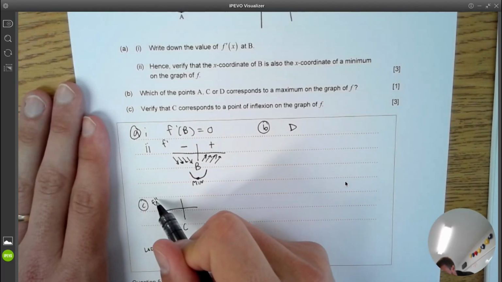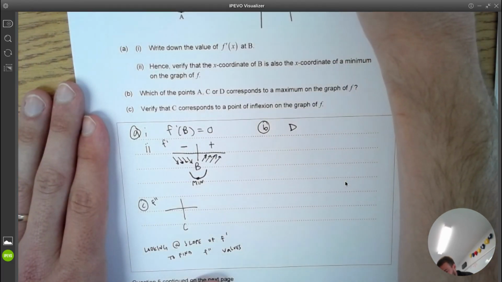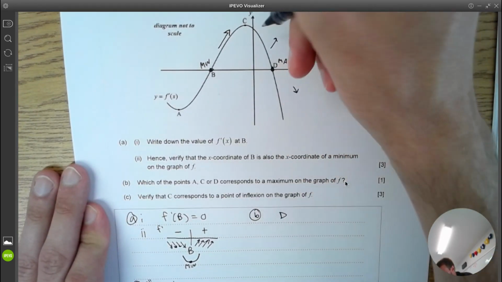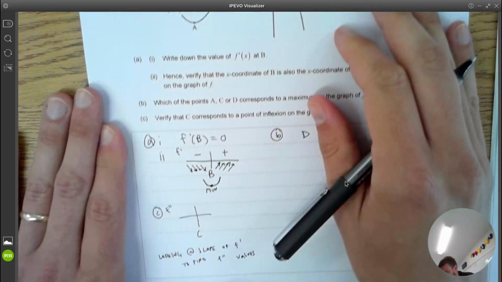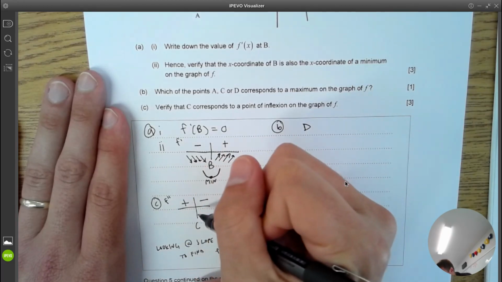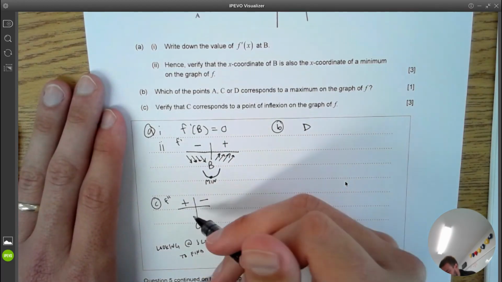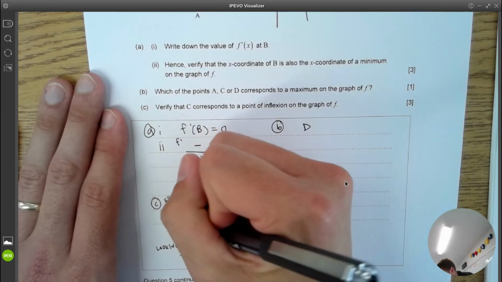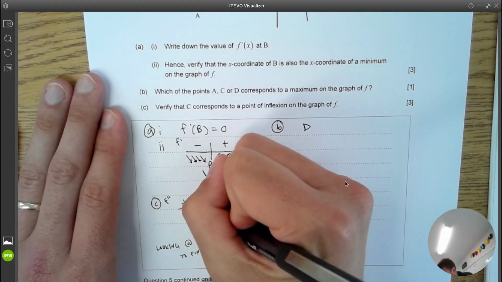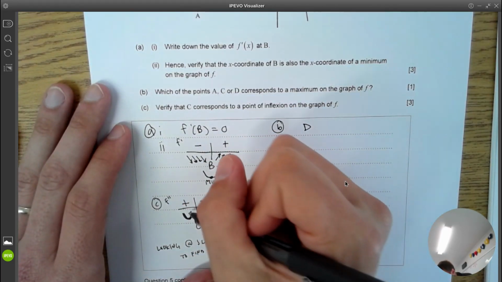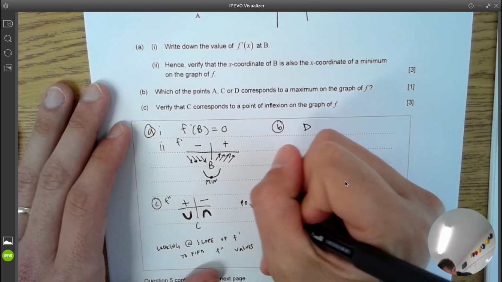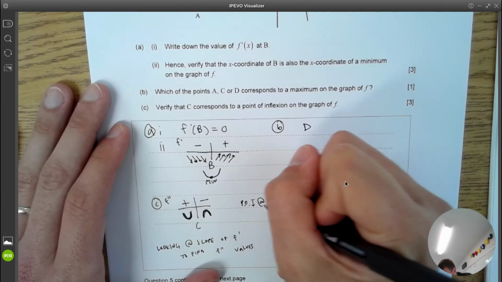The second derivative is the slope of the graph, and before c we have a positive slope, and after c we have a negative slope. That means before c the second derivative is positive, and after c it is negative. That, of course, when we're talking about the second derivative, positive means concave up, and negative means concave down, and that means that c is where we change from concave up to concave down, and that means we have a point of inflection at c.